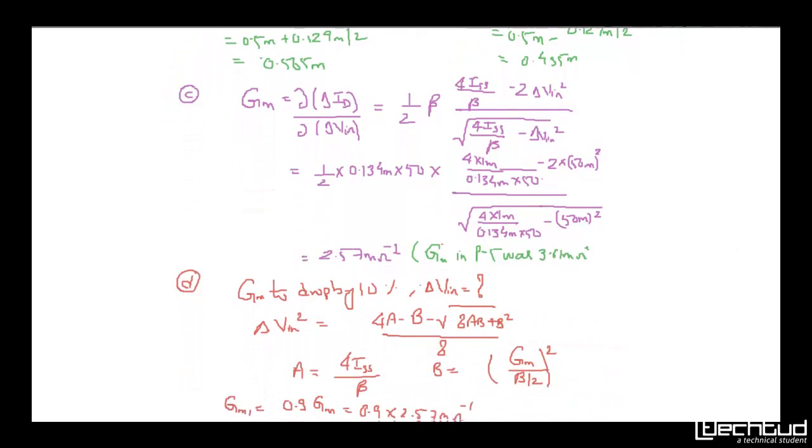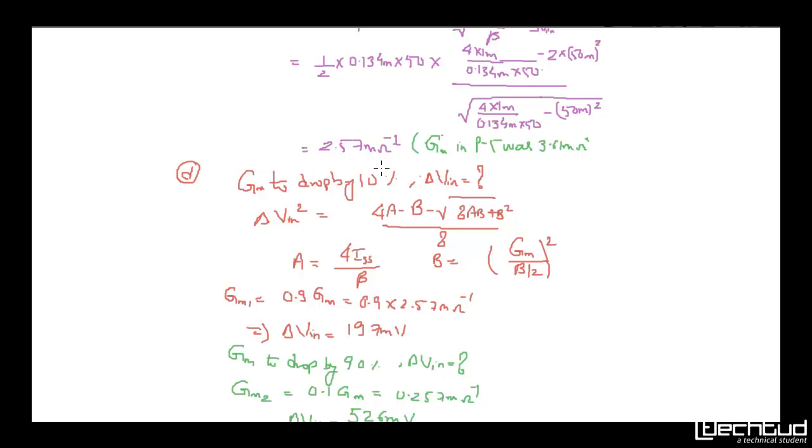For the fourth case, the problem was, when GM is dropped by 10%, what is the change in delta V in? So GM is fixed now, and you have been asked how much you can change at the input end. The formula that we derived earlier was delta V in squared equals (4A minus B minus the square root of 8AB plus B squared) divided by 8. Here A is 4 ISS by beta, and B is (gm by beta by 2) whole squared. Since gm has to drop by 10%, it will be 0.9 of the gm that we got. When you substitute the values, because we know ISS, beta, and gm, we can easily solve this equation, and delta V in is 197 millivolts.